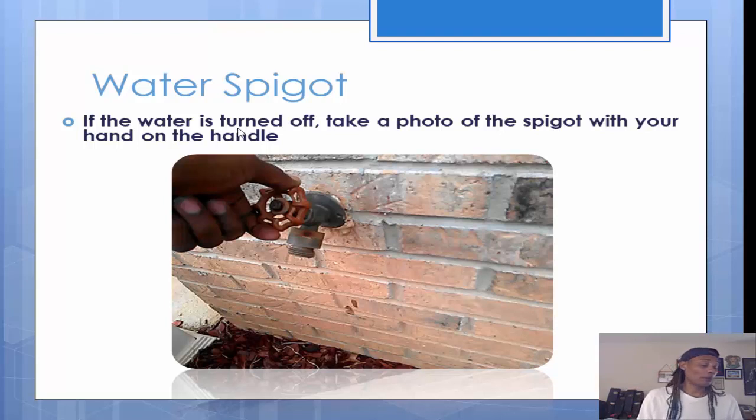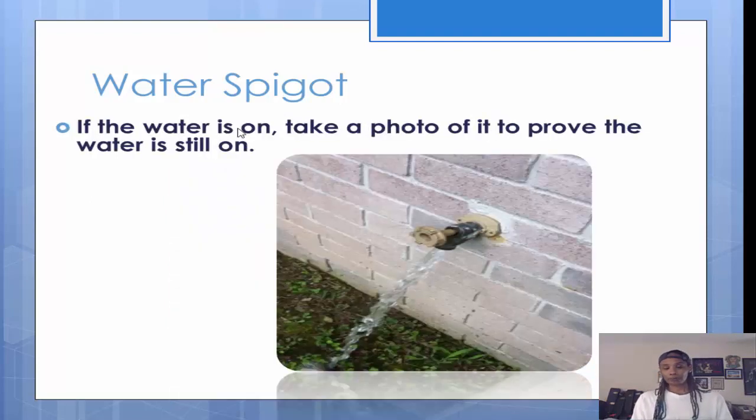So the proper way to check a water spigot is, you take a photo of the spigot with your hand on the handle. So again, we turn the water spigot to see if the water is on. However, if the water happens to be off at that particular property, then you need to actually put your hand on the water spigot to show that you actually turned the water spigot on, and to prove that there is no water out of the spigot. All right, so that is how you prove that the water is turned off when you are testing a water spigot.